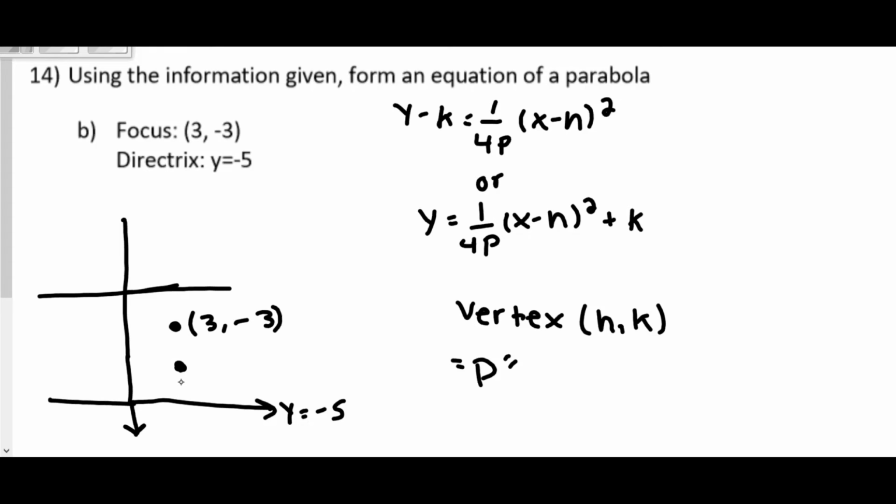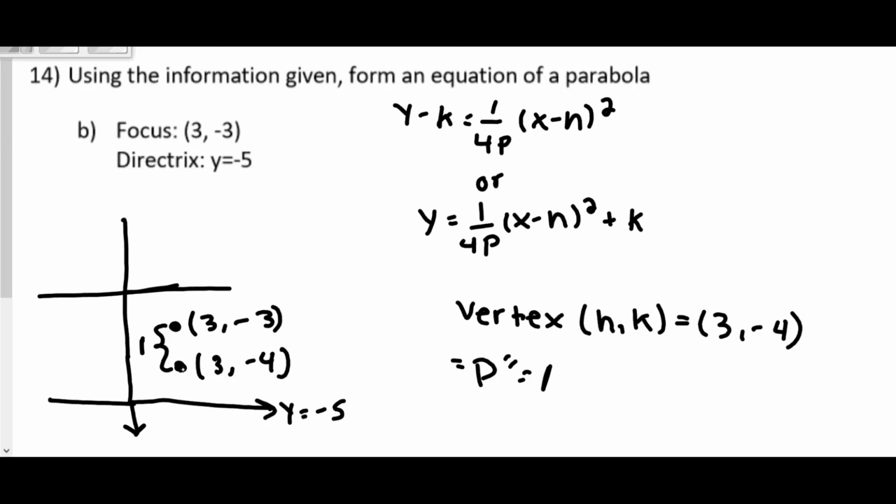Our focus and our directrix are 2 units away from each other, so my focus is at 3, -3, and my directrix is at y equals -5, so that's 2 units. So since my focus and my directrix are 2 units away, my vertex has to sit right in the middle, so that means my vertex can only be 1 unit away from both of them. So my vertex should be at 3, -4. And now that we have the location of our vertex, we can get our value of p. So p is the distance from the vertex to the focus, and it is 1.